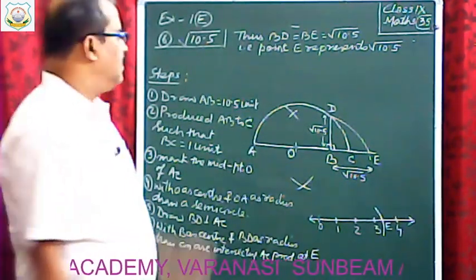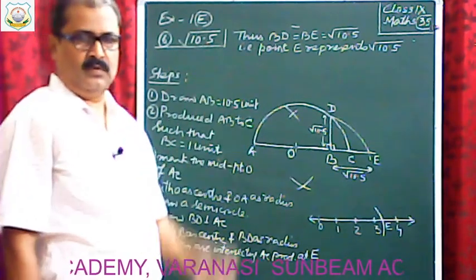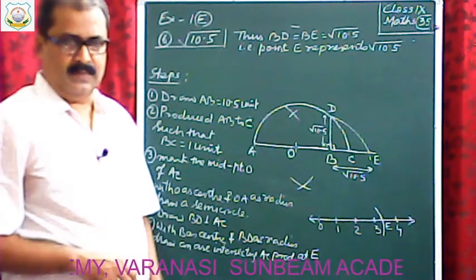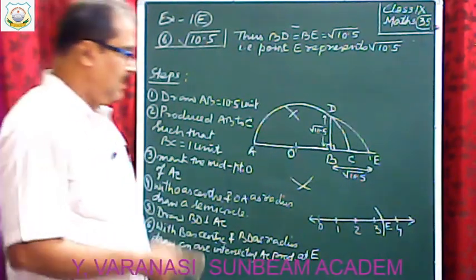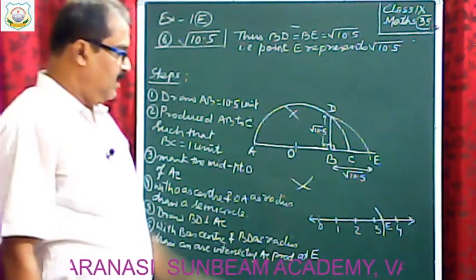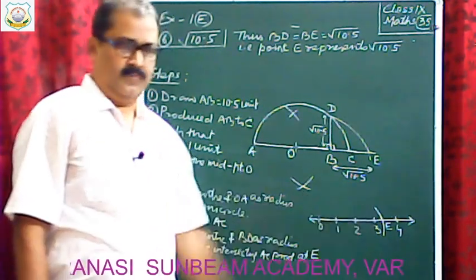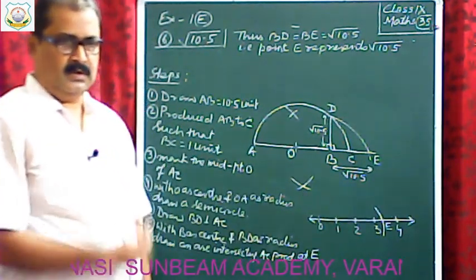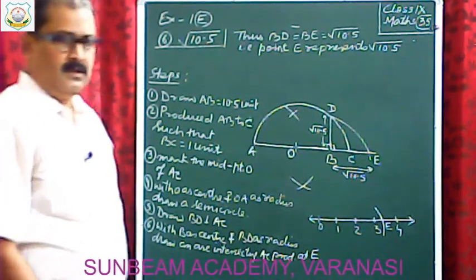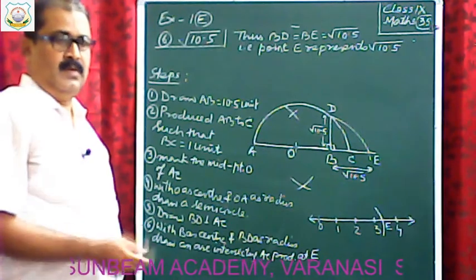Okay, 10 point something, square root 10.5. So whatever number you get in decimal, that must be lying between 3 and 4, isn't it? So definitely we get a point between 3 and 4. Okay, square root 10.5 given. We have to represent square root 10.5 on number line.